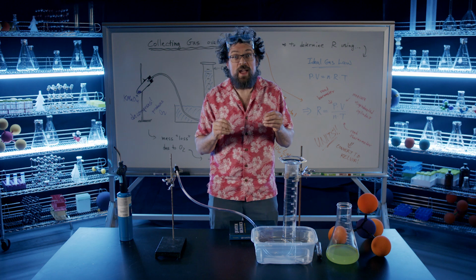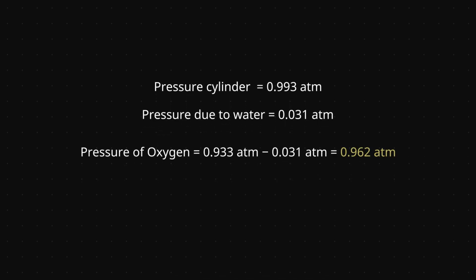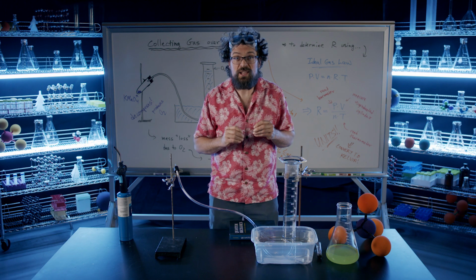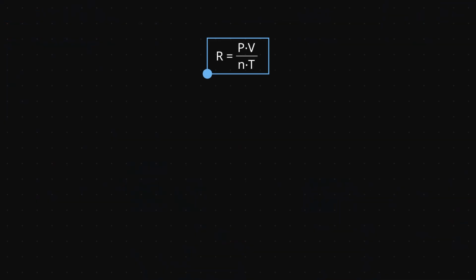Well, we know the vapor pressure of water at all temperatures. At 25 degrees C, it's 0.031 atmospheres. The pressure due to the oxygen is therefore just 0.962 atmospheres. We can substitute these values into the ideal gas law to determine R. As always, we need to be extremely careful with our units.